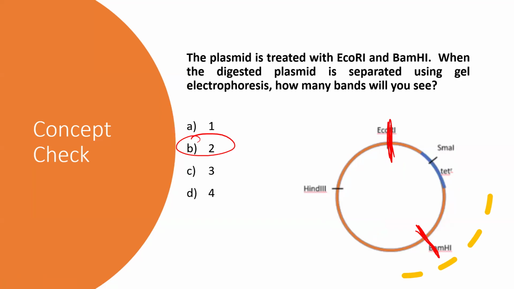Okay. I need you to understand this. This is linear DNA. One cut equals how many fragments? Two fragments. This is circular. One cut equals how many fragments? That's right. Understand?